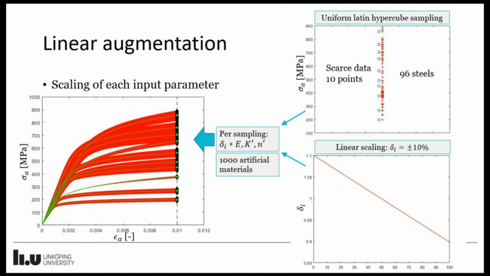So for each of these, we have a scatter band of 100 materials, just small deviations from one of the sampling points here, for that one, for that, and so on. So from our 10 points, we now have 1,010, because we're going to use these inputs also. So 1,000 artificial and these 10. So it's 1,010 training points.